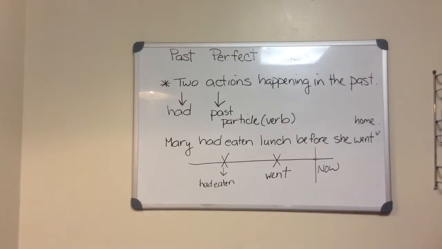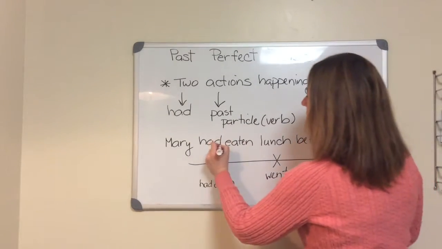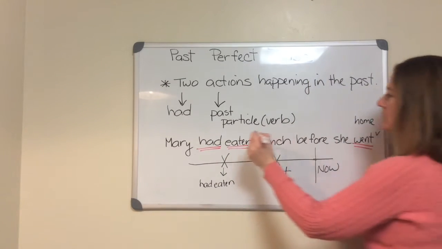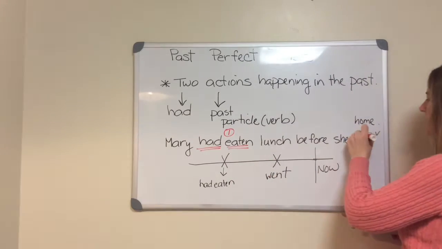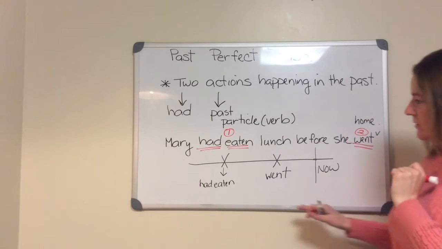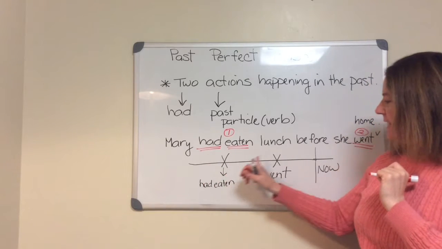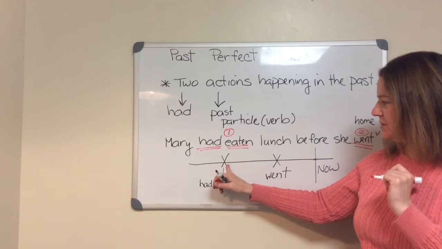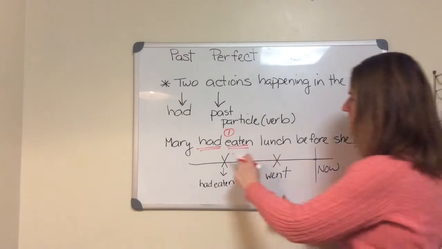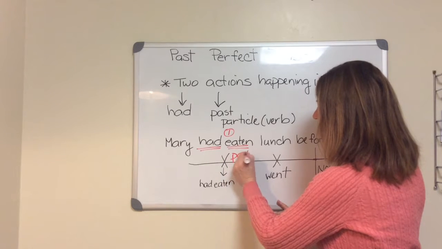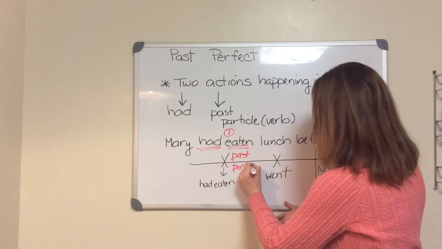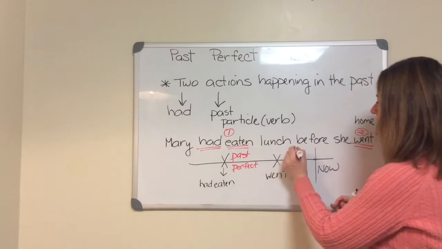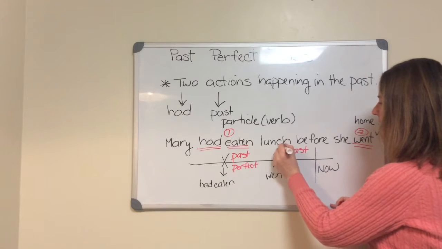Okay. Mary had eaten lunch before she went home. Eat lunch first, second, go home. You could also say Mary ate lunch and then went home. That's perfectly fine. But to show two actions in the past, you're going to use past perfect, which is always had eaten, had worked, had slept, and this one, which is simple past tense.